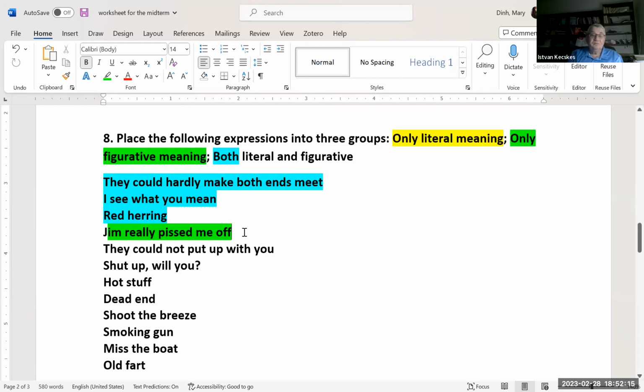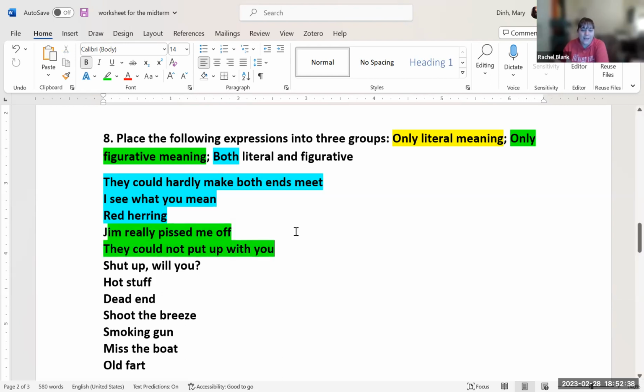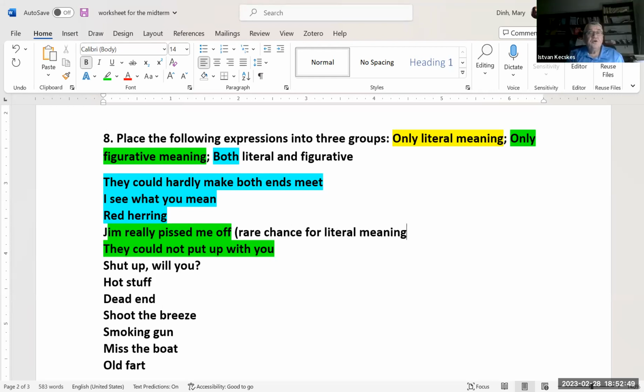They couldn't put up with you. Rachel? For that one, I said only figurative meaning. Yes. Because if you take the words by themselves, the literal meaning is just nonsense. Yes, you're right. So that is just figurative.